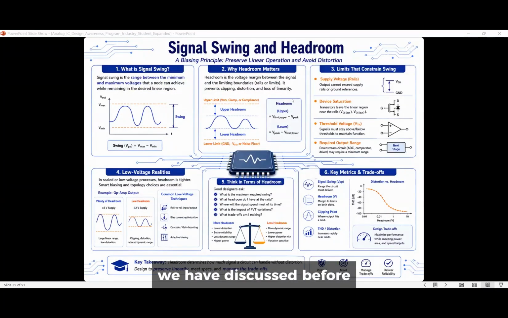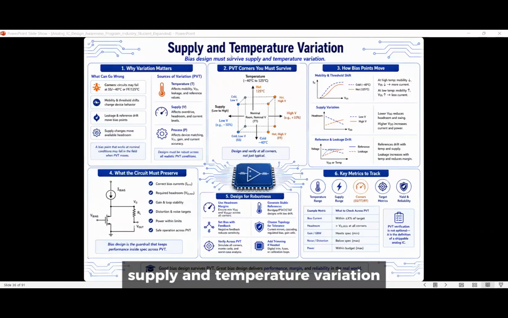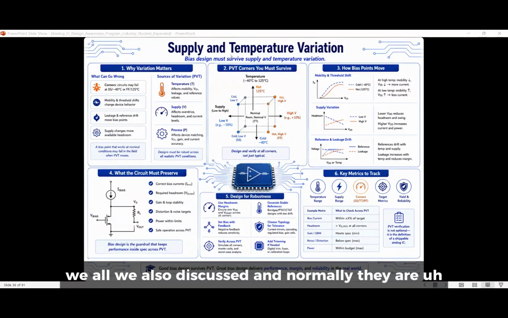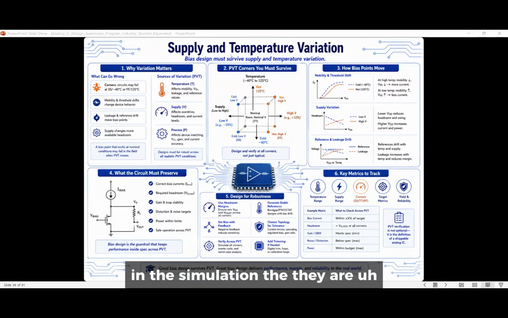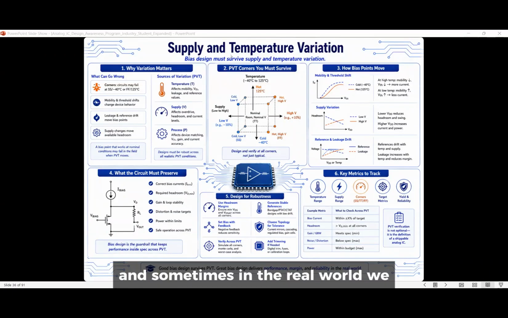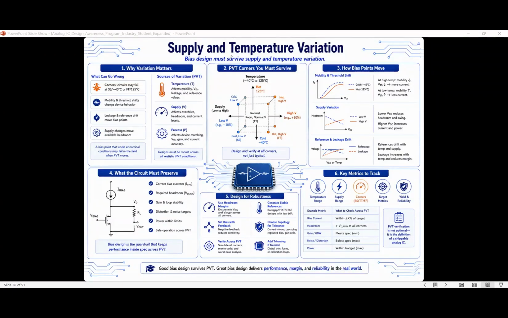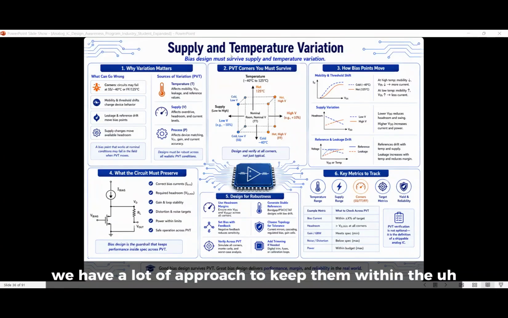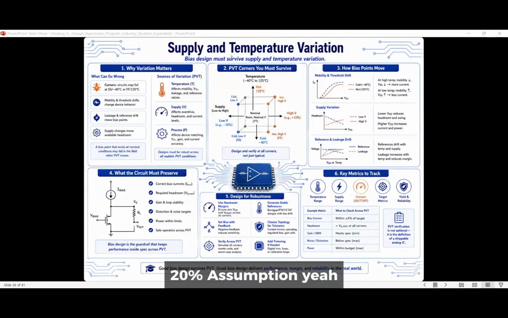Signal swing and headroom we have discussed before. Supply and temperature variation we also discussed. Normally in the simulation we assume their variation is within 20%. And sometimes in the real world we have a lot of approaches to keep them within the 20% assumption. It's very possible, but to evaluate how robust your chip is, we must run some variation simulation.